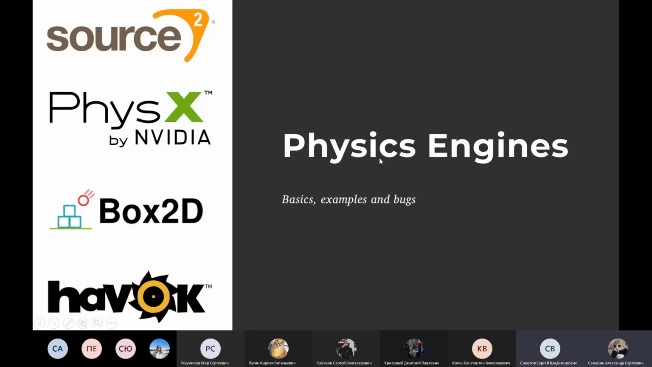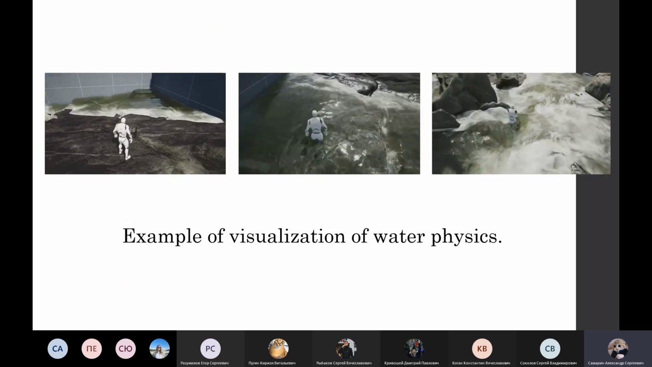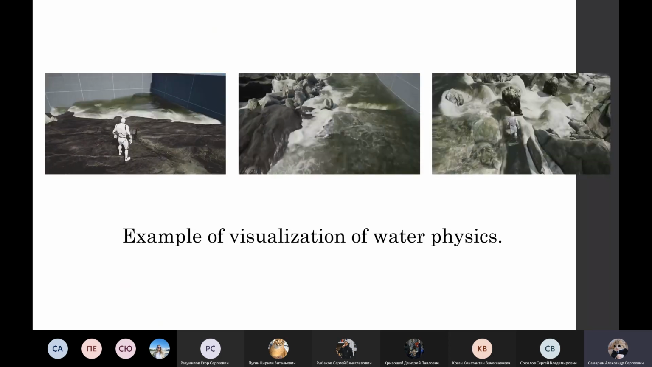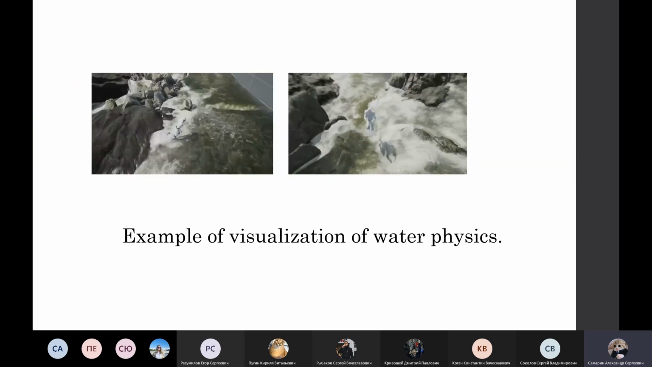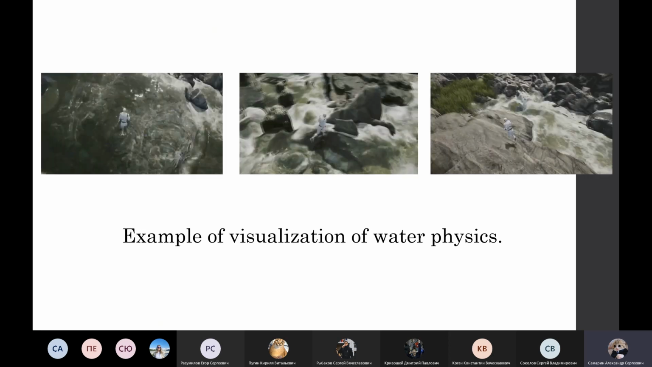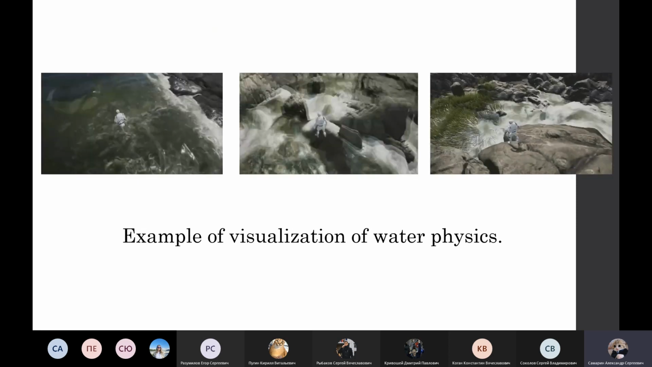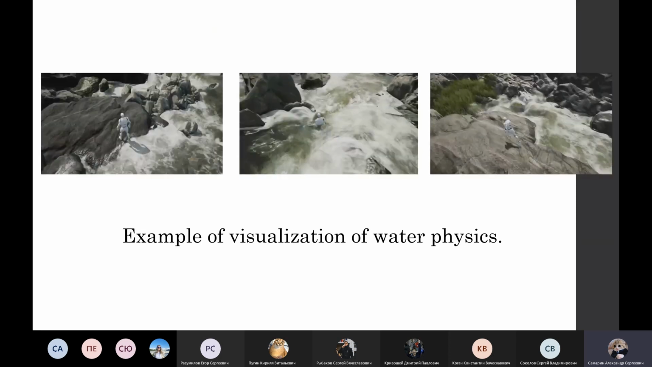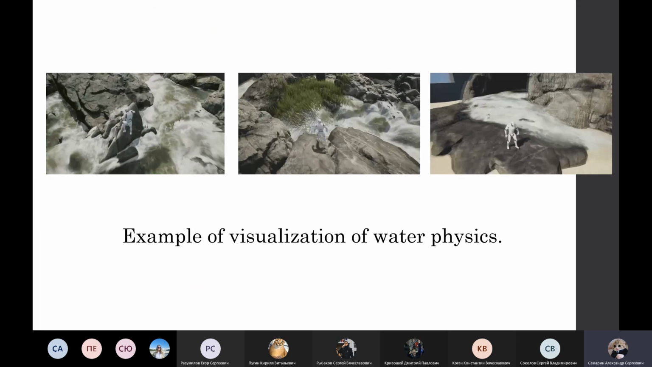Oh yeah, physics engines. Today we will talk about software for approximate modeling of physical systems, namely the physics engine. It's a computer program that provides an approximate simulation of certain physical systems, such as rigid body dynamics, soft body dynamics, and hydrodynamics, used in the field of computer graphics, video games, and films. You know it like CGI. On this slide, you can see an example of visualization of water physics.